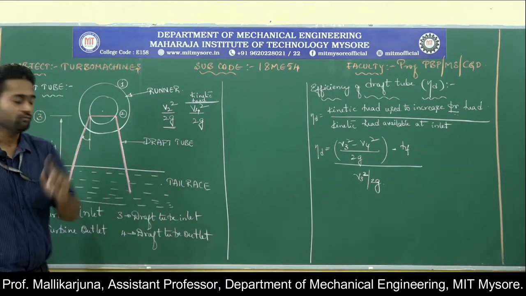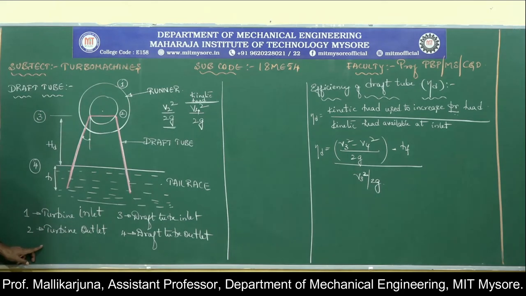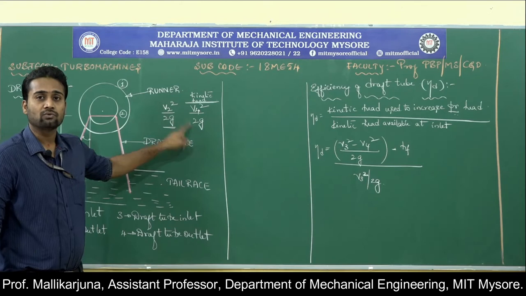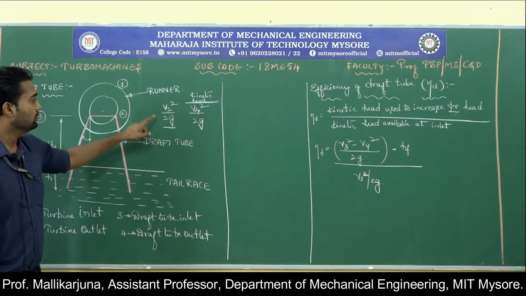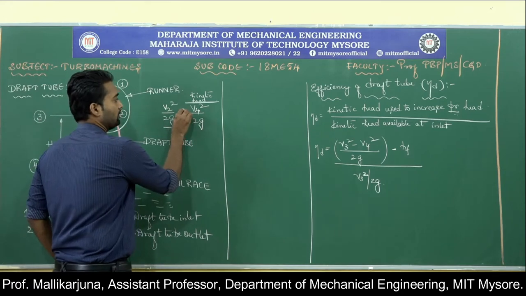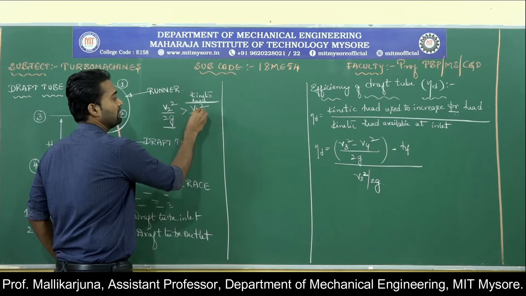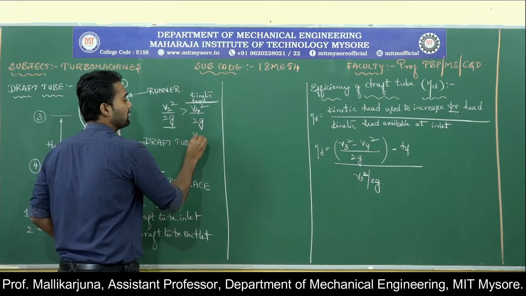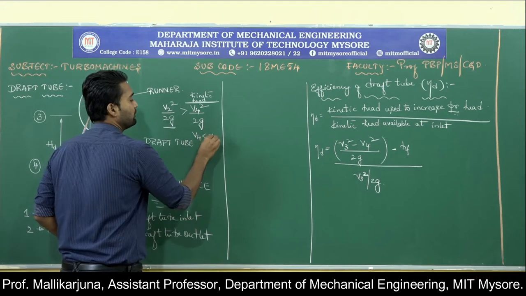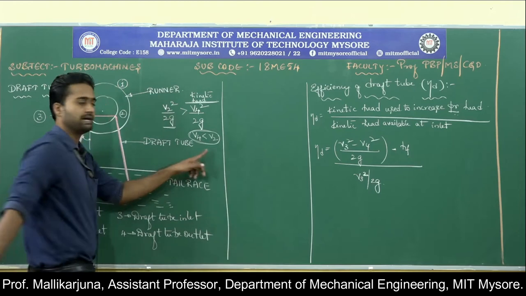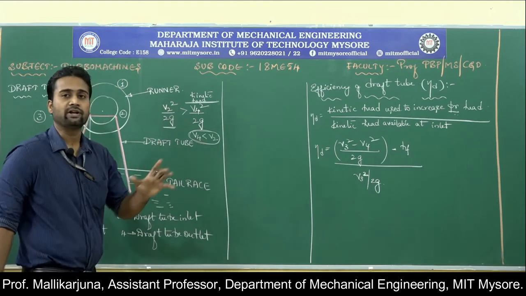What was our intention? We need to reduce the value of V2 square by 2G kinetic head. Now by providing the draft tube, we are achieving that. So V2 square by 2G is actually greater than V4 square by 2G. So now that means what? V4 is lesser than V2. Please concentrate on this. V4 is lesser than V2.